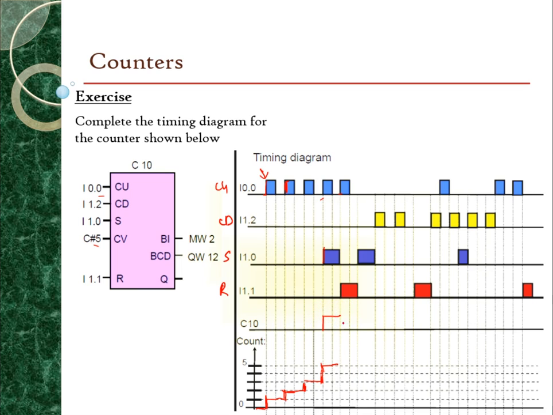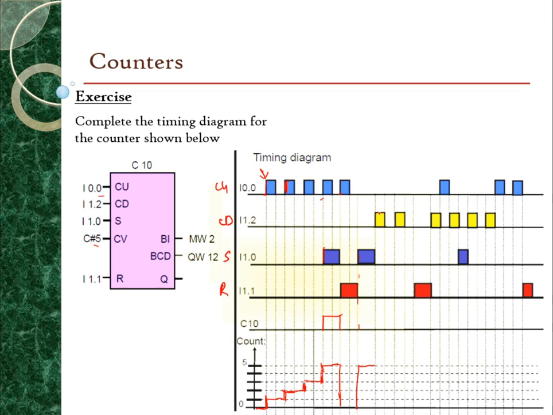Right now, you reset this counter. So the output will be turned off, and the counter value will be cleared. So there will be no value here. And then when you set it back to here, it will be set to its preset value of 5, and it will remain until it has found another counter up or counter down trigger.